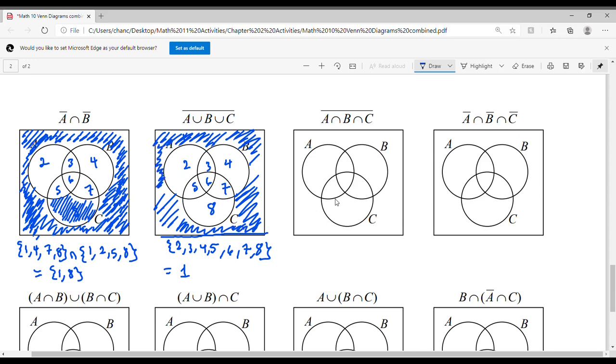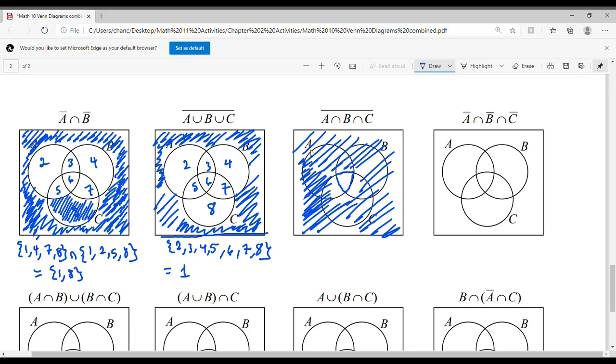In this example, I'm looking for A intersect B intersect C complement. Now I know the intersection between all three is going to be this tiny place right here in the middle. That's the intersection between all three, which we already did earlier. Now to find the opposite of that, we shade everything that's not in the intersection. So it's this entire region here. So this one I didn't need to label the regions. It was pretty easy to do. So everything except that tiny little triangle in the middle.